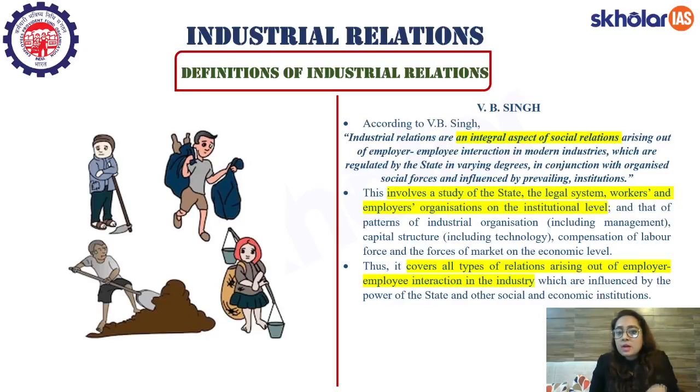Now we are talking about the definition of VB Singh. So students, he is saying that this particular relation is an integral aspect of social relations. According to him, industrial relations are an integral aspect of social relations which arise out of employer and employee interaction in modern industries, which are regulated by the state in varying degrees.